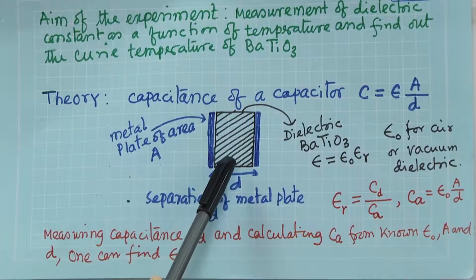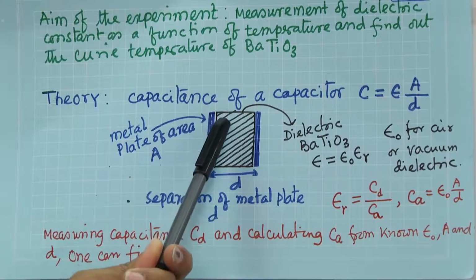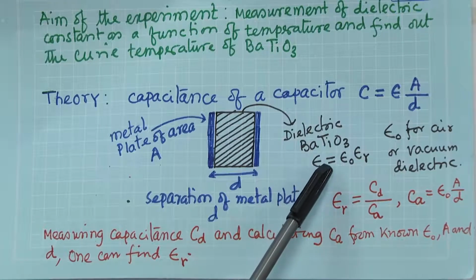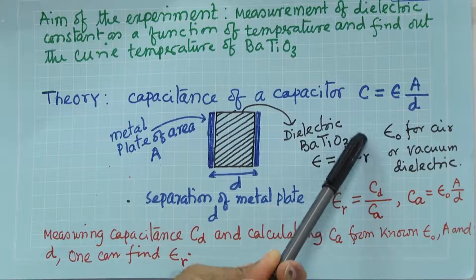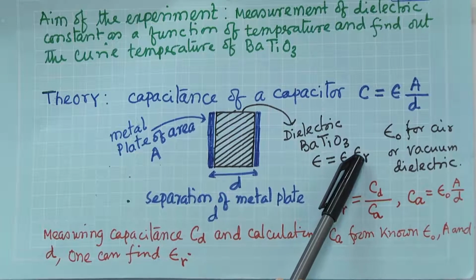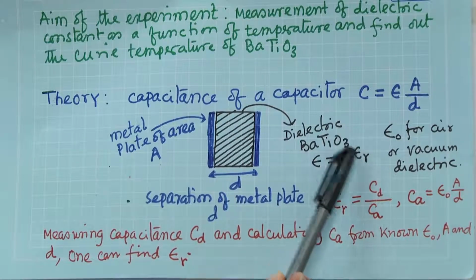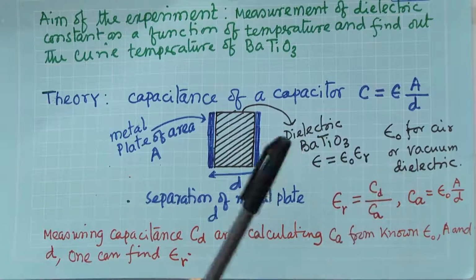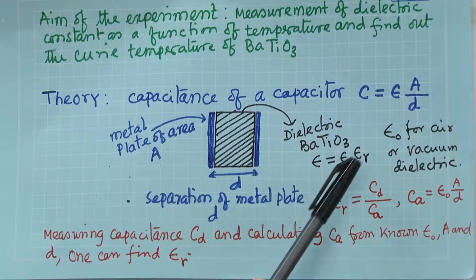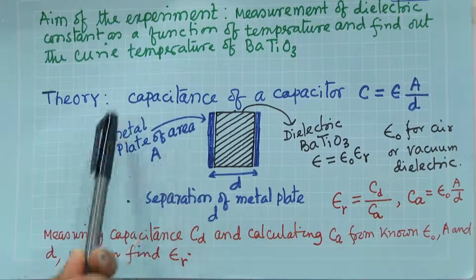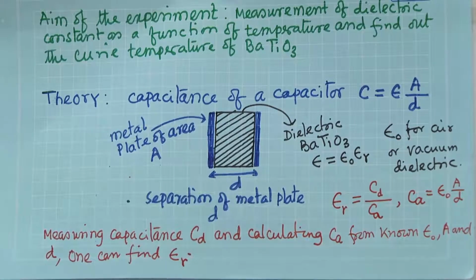and this dielectric material, barium titanate, has a dielectric constant epsilon equal to epsilon 0 epsilon r. So, epsilon r basically is the relative dielectric constant. Our aim is to find out this epsilon r, where epsilon 0 is the dielectric constant of free space. Okay. So, for the metal plates, their area is A and their separation is d.